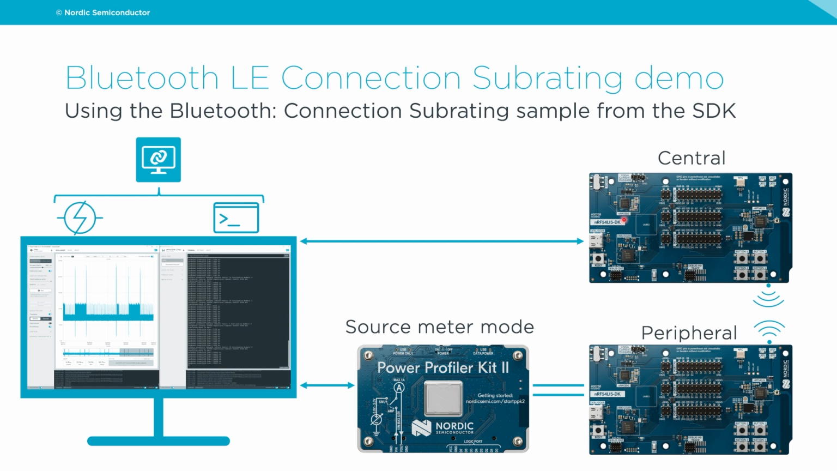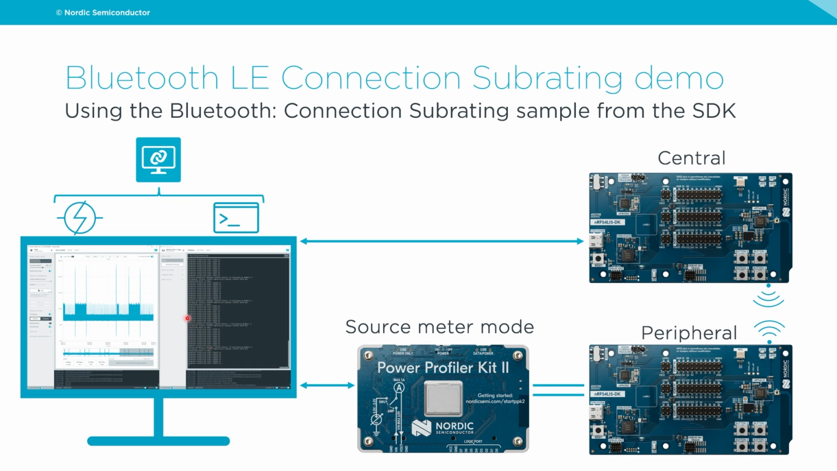The central will connect directly to the PC using USB, and I will be interacting with that sample using the serial terminal application in nRF Connect for desktop. And the peripheral device will be powered by the Power Profiler Kit 2, so it will not be connected directly to the computer. So we won't see the serial output from that, also because that will be disabled in the sample. Using the Power Profiler Kit 2, we'll be able to observe the power consumption from that kit, and we'll be able to see what's happening and map that out to the log, and see what subrating factors are being used and how they impact the communication between these devices.